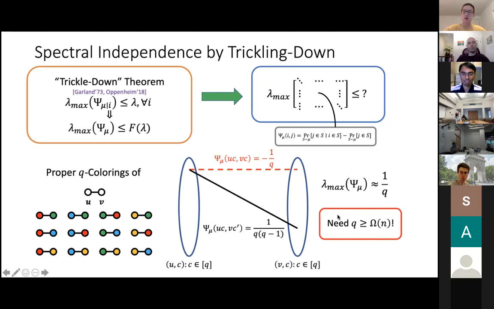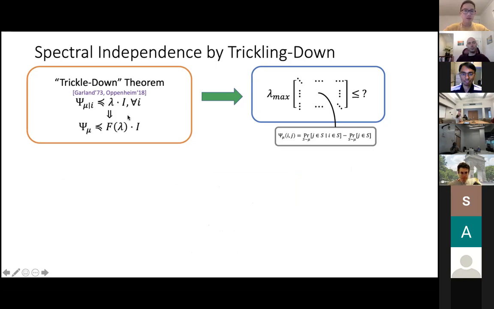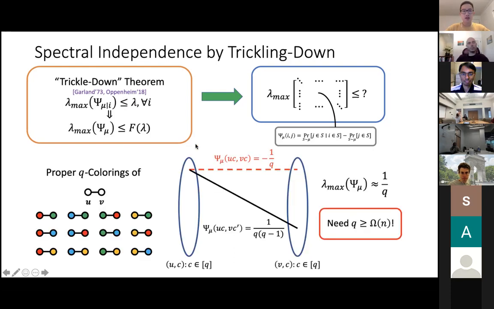And this problem comes up more generally, for instance, for independent sets and lots of other models. Okay. So now I'm going to tell you about more recent work where we tried to improve upon this trickle down theorem.